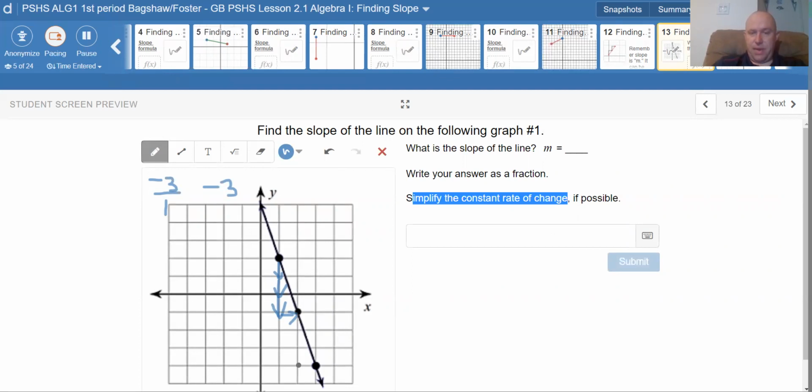So I could go down 3 here and across 1. I could also actually go from the first point to the last point. I could go down 6, which would be -6, and then across 2 squares. And -6 divided by 2 is also -3. So we get the same answer wherever we actually work this question.